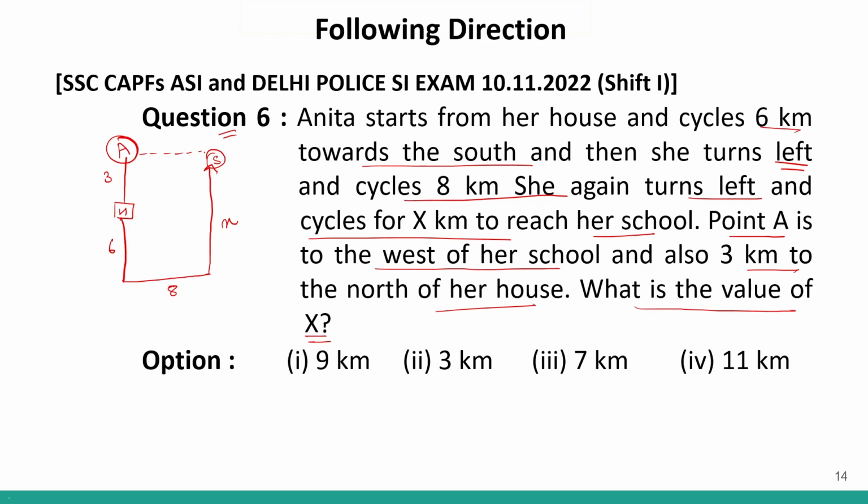Now, over here, if school falls in the same line as A, that means this distance x will be equal to how much? This distance plus this distance. So 6 plus 3, which will give us 9 kilometers. So our answer will be option number 1, 9 kilometer.